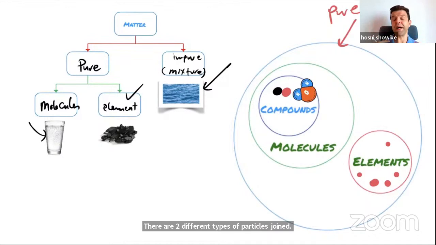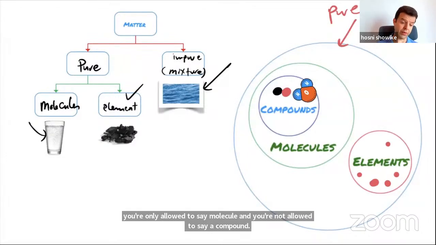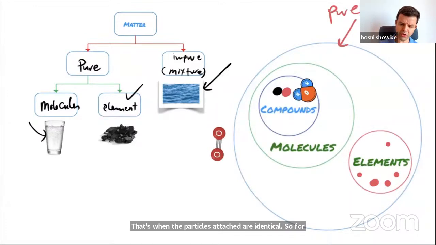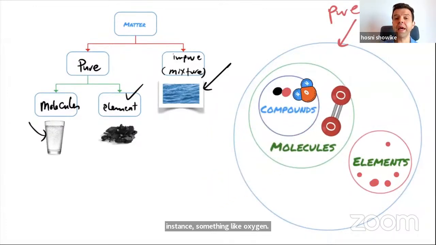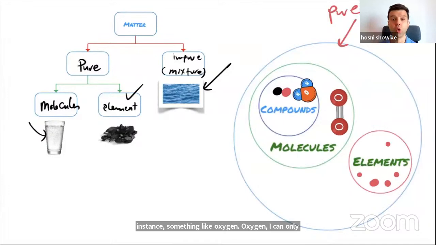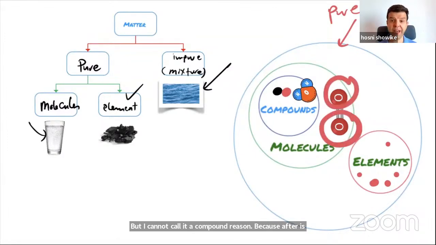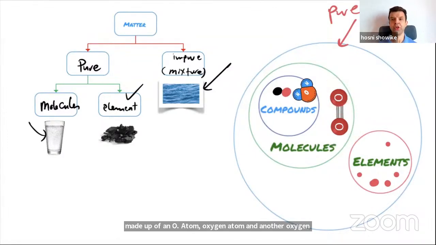When am I only saying molecule without saying compound? When is the time you're only allowed to say molecule and you're not allowed to say compound? That's when the particles attached are identical. So for instance, something like oxygen. Oxygen, I can only call a molecule, but I cannot call it a compound. The reason is that oxygen is made up of an oxygen atom and another oxygen atom, and they are not different.